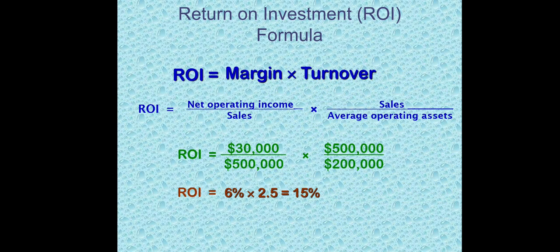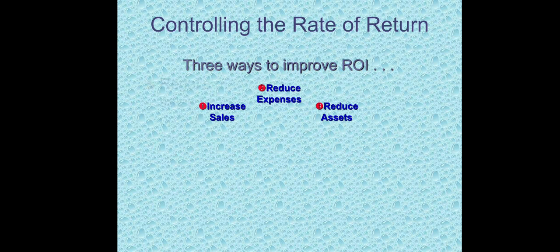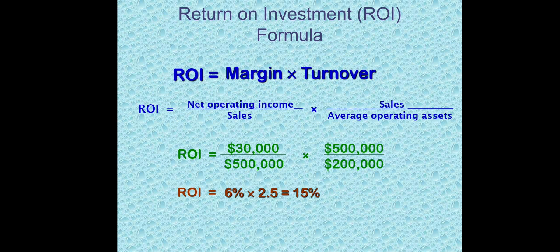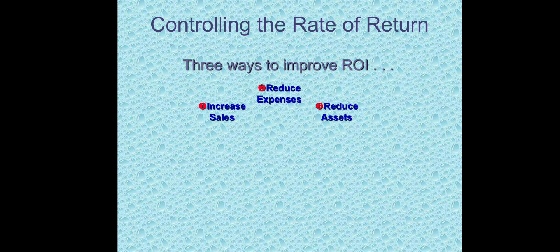Okay, so ROI equals margin times turnover. So ROI equals net operating income divided by sales, times sales divided by average operating asset. If you use this formula, you can also calculate the ROI. In this example, ROI equals 30,000 net operating income divided by $500,000 sales, times $500,000 sales divided by 200,000 average operating asset. The answer is 15%. But the good thing about calculating ROI using this formula is you can see the ways to improve the ROI.